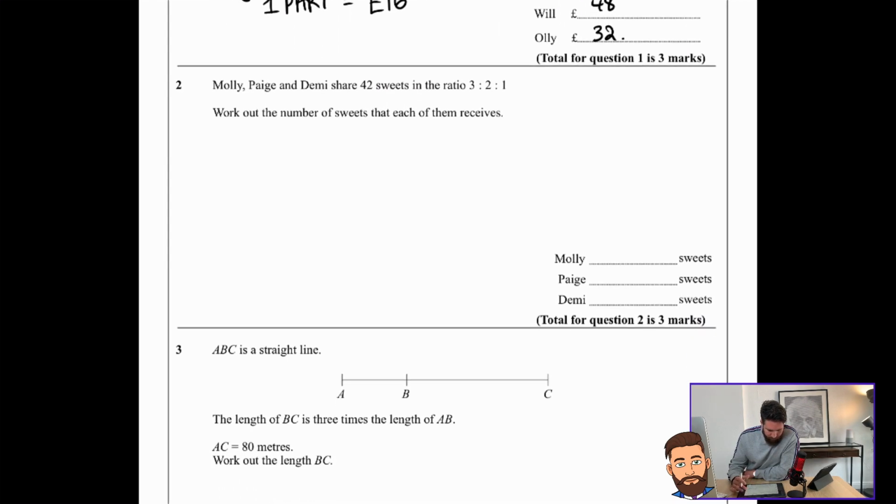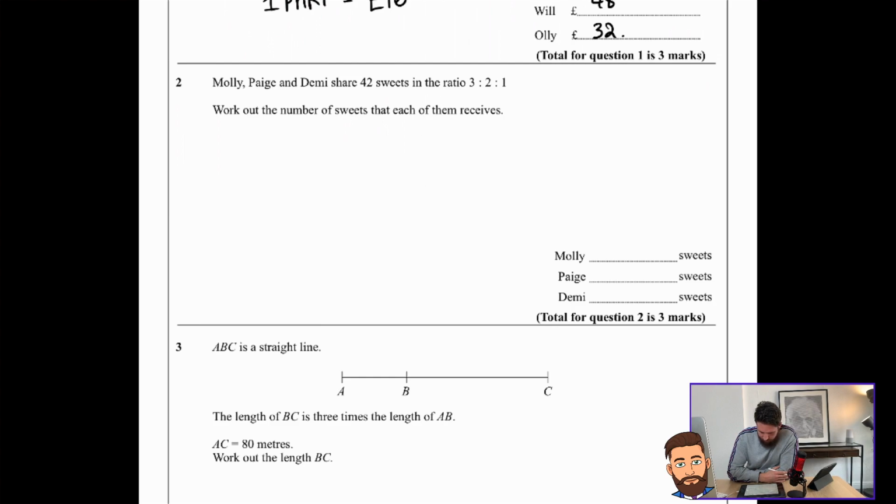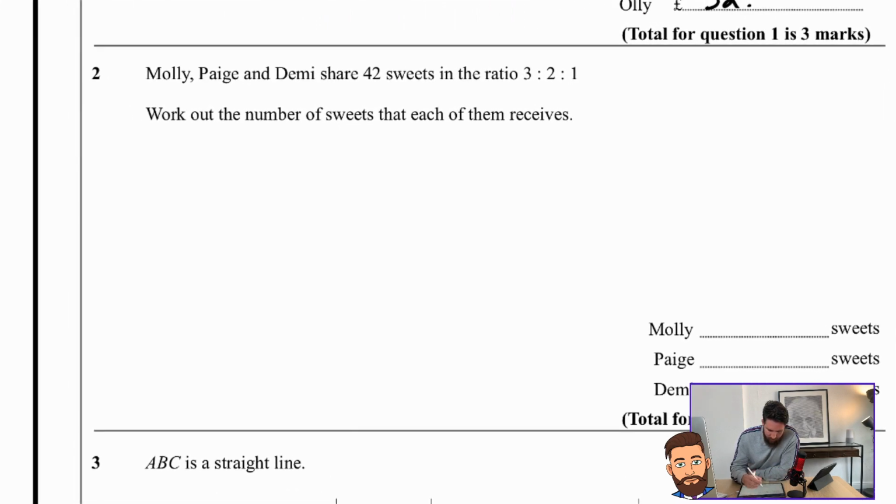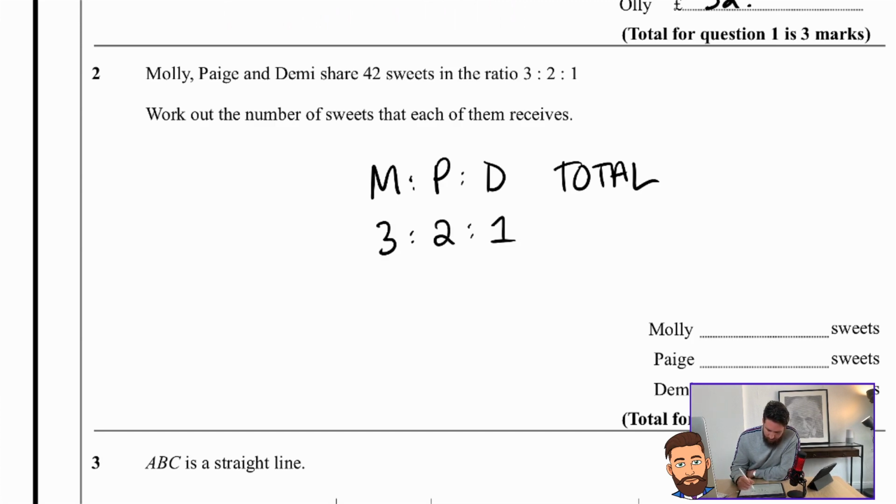So hopefully the second one you should be very, very comfortable with. It's exactly the same as the last one. The only difference is there are 3 parts. So we've got Molly to Paige to Demi. Question 3 you might be looking at and thinking, what the hell is that? But I'll go through that in just a second. It's in the ratio of 3 to 2 to 1. So that is a total of 6 parts.